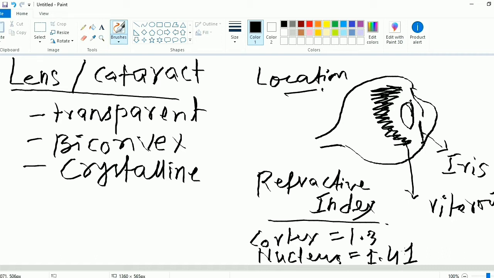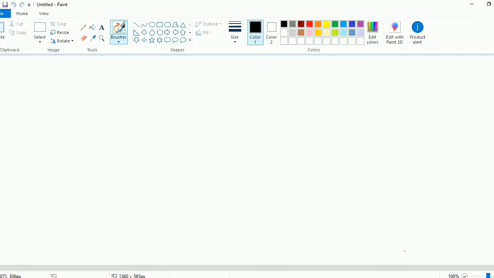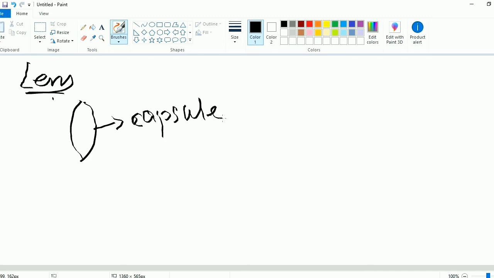The lens is a transparent structure. 80% of all rays are transmitted through the lens because it is transparent and crystalline in nature. So what structures are present? Our lens is made up of the capsule. This one is the capsule of the lens. Behind the capsule there is the epithelium, the cortex, and the nucleus. This one is the nucleus of the lens. This one is the cortex of the lens.